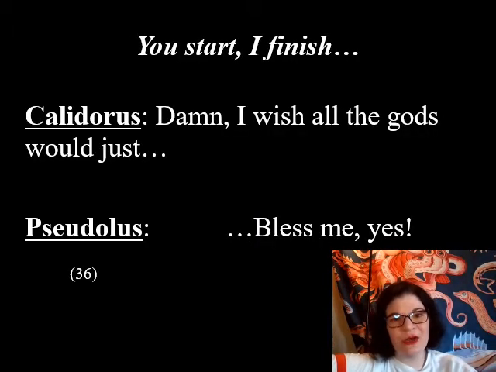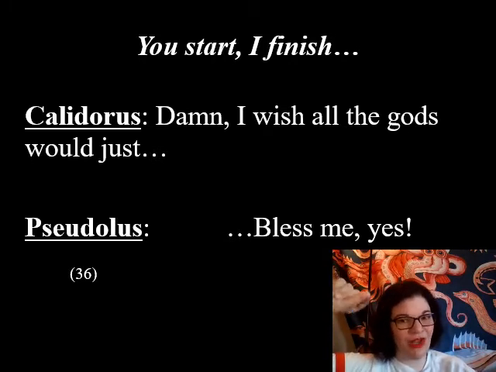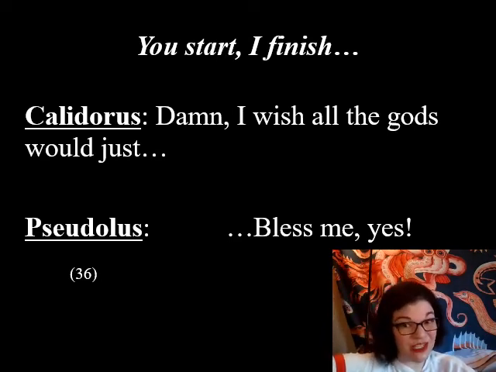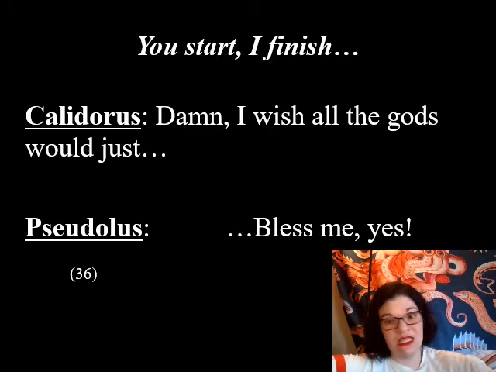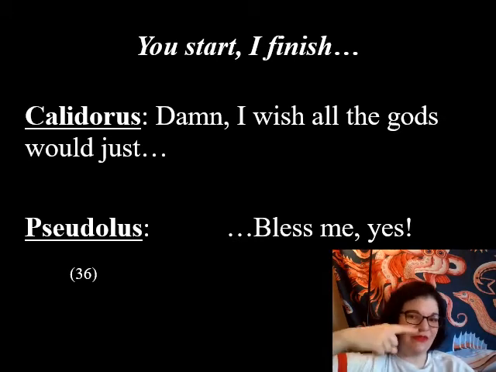This is a passing note on Plautus's humor, something that's probably noticeable but worth pointing out because it shows up a lot better in performance than when you're just reading it. Plautus likes to have one character start a line and have the other character finish it in a funny way. So for instance, here on line 36, where Calidorus is getting really frustrated with Pseudolus, Pseudolus is getting worried because Calidorus can decide to send him to the mill or have him beaten or both. So Calidorus, getting frustrated, is like, oh, I wish all the gods would just, and then Pseudolus finishes the line with, oh, bless me, yes, as a way of diffusing the situation.